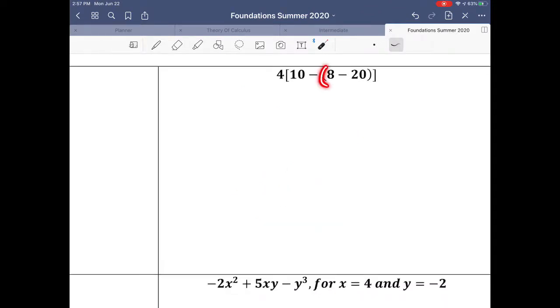This one looks like fun. We have a double parentheses here. Sometimes when there's a double parentheses, they'll change it to the bracket so that you don't get confused. So we are going to work inside the parentheses, but inside the parentheses, there's another parentheses. So let's start on the innermost parentheses and work our way out.